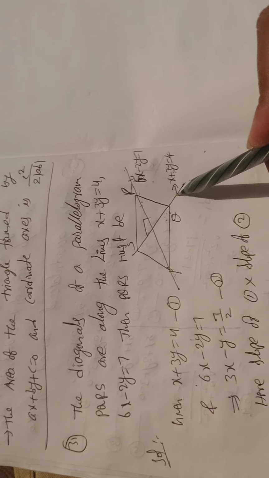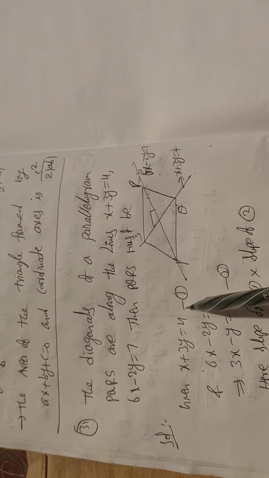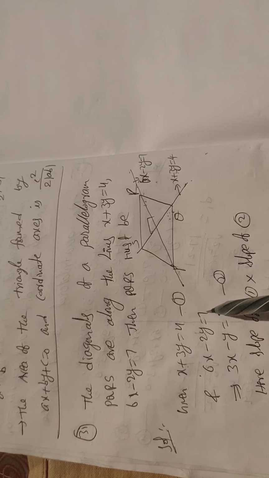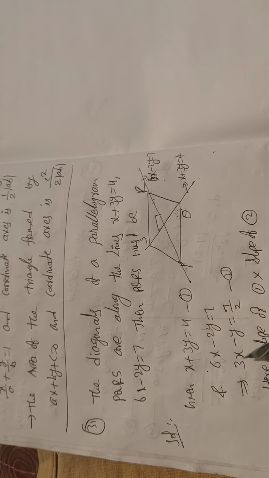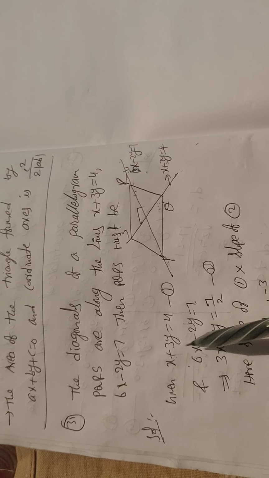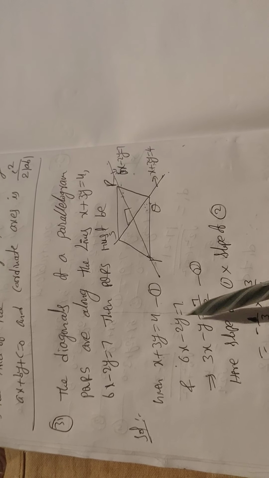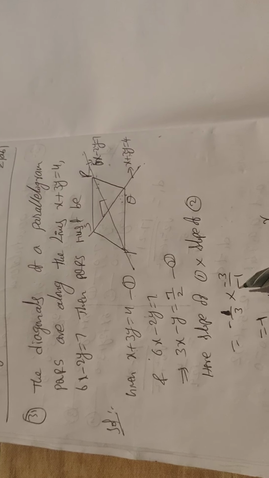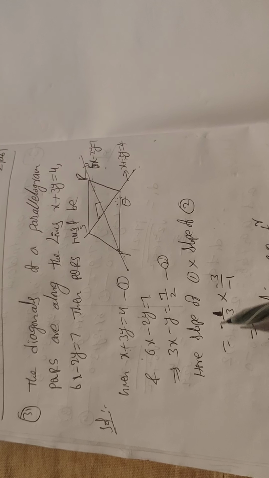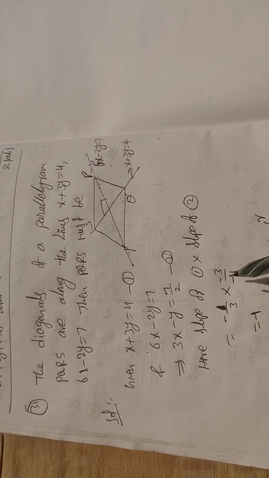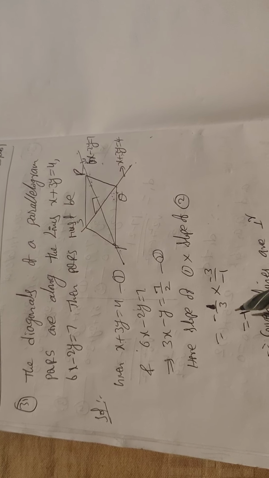Very clear observation: the product of their slopes. First equation x plus 3y is equal to 4, second equation 6x minus 2y is equal to 7. If you take 2 common, 3x minus y is equal to 7 by 2. Here the slope of the first equation is minus 1 by 3, the slope of the second equation is minus 3 by minus 1. Using the formula, for ax plus by plus c is equal to 0, slope is minus a by b. Minus 1 by 3 into minus 3 by 1: minus into minus is plus, the 3 gets cancelled, that is equal to 1. So the given lines are perpendicular.